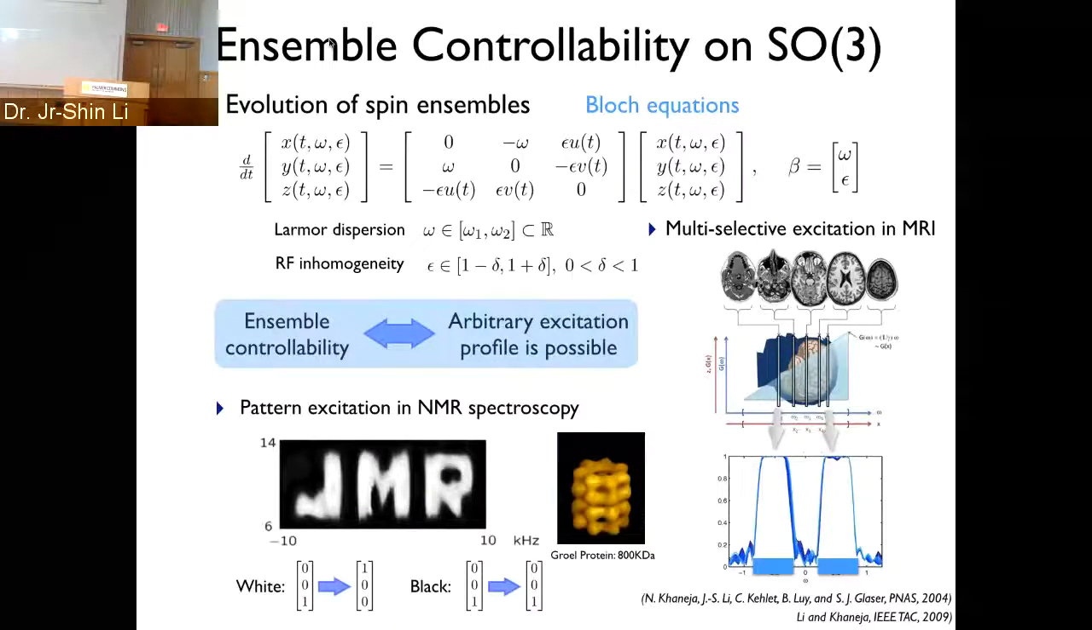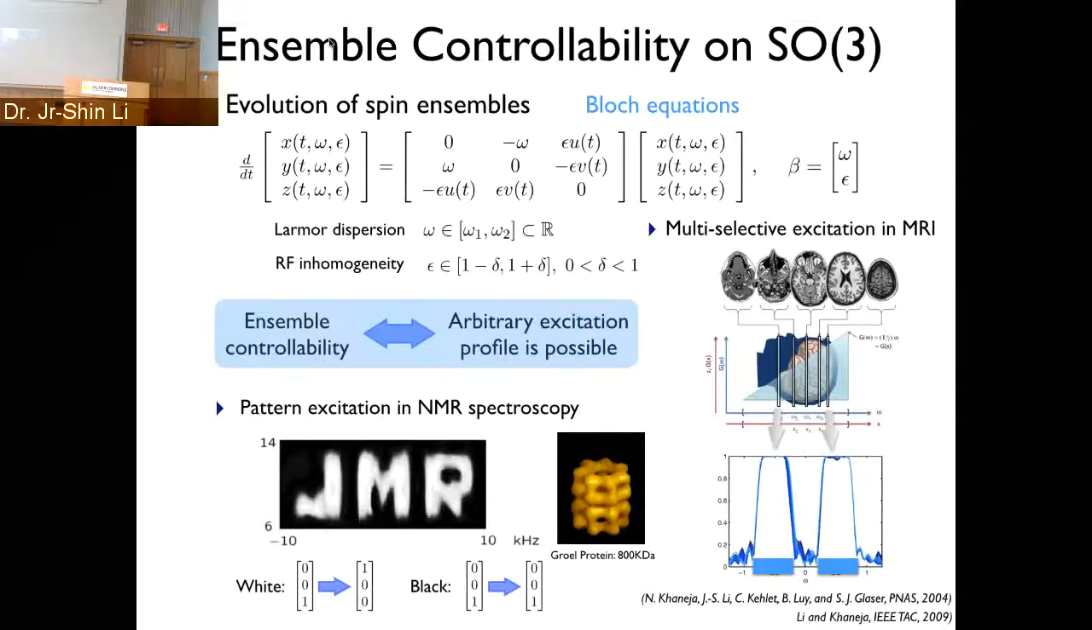So we studied this system, which models the evolution of a population of nuclear spins. This is called the Bloch equation. You can see that there are two parameters. Omega denotes the Larmor frequency. We consider a population of nuclear spins with frequencies lying in this range, that is omega, and epsilon is called RF inhomogeneity. When you apply a field, the field could be inhomogeneous. So there are two parameters, and this is actually a population of systems with different values of omega and different values of epsilon.